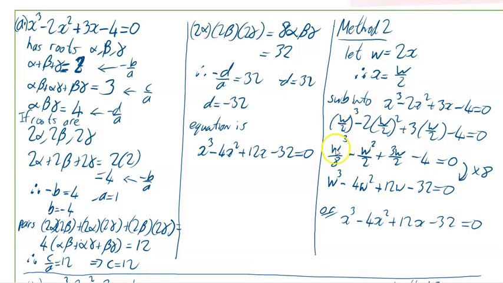W over 2 all cubed would be w cubed over 8. W over 2 all squared would be w squared over 4. Then multiply by minus 2 gives you minus w squared over 2. And 3 times w over 2 is just 3w over 2, and then minus 4. So you've got this ugly looking equation, which we by now know how to tidy up very nicely and very easily, which is just multiplying by 8. So multiplying by 8 gives you w cubed minus 4w squared plus 12w minus 32 equals 0. And then just for niceness, I have written that again in terms of x. So x cubed minus 4x squared plus 12x minus 32 is the new equation, and that's it.